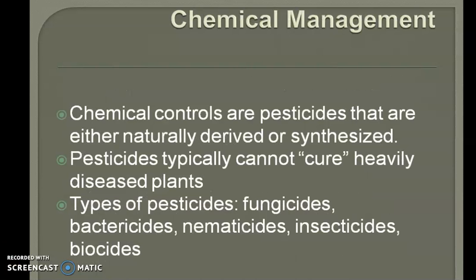Next one is the chemical management. Chemical controls are pesticides that are either naturally derived or synthesized. Pesticides typically cannot cure heavily diseased plants. There are various types of pesticides. There are fungicides which kill fungus, bactericides which kill bacteria, nematicides that kill nematodes, insecticides, and other biocides.